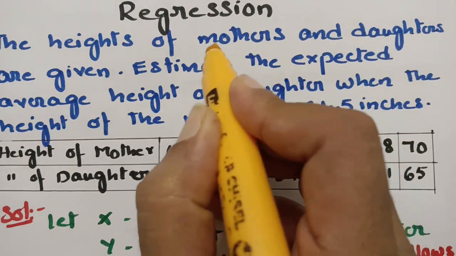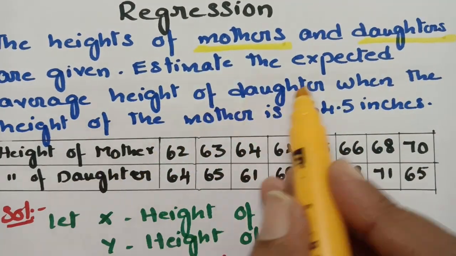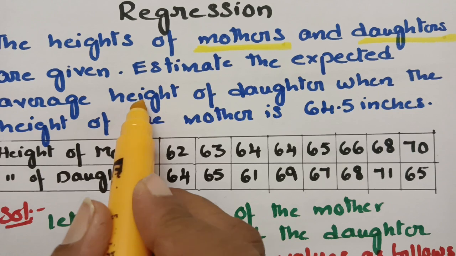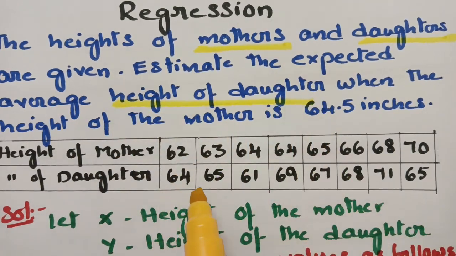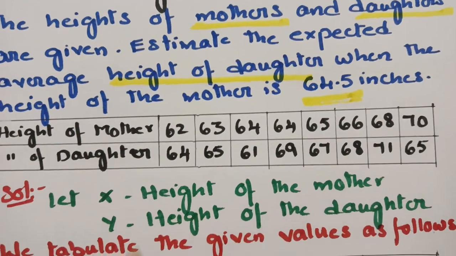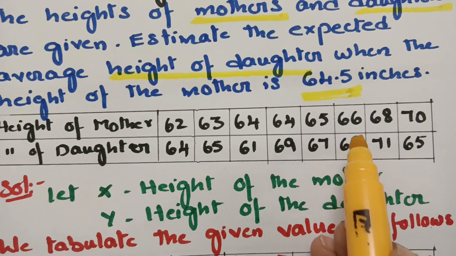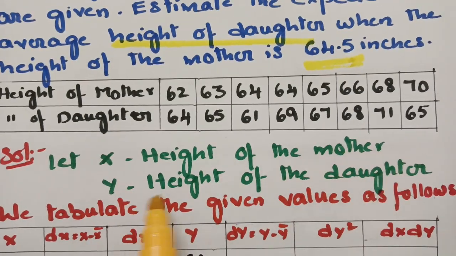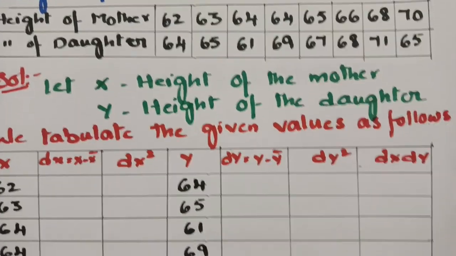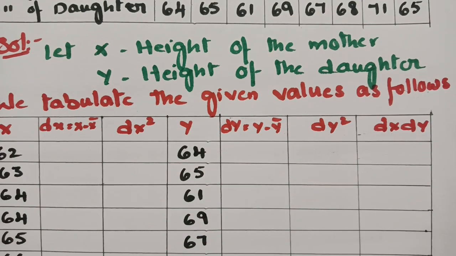So here from the textbook, the heights of the mothers and the daughters are given, and we have to estimate the average height of the daughter when the height of the mother is 64.5 inches. So these are all the x series and these are all the y series, as x is the height of the mother and y is the height of the daughter. Now we have to use this table here.